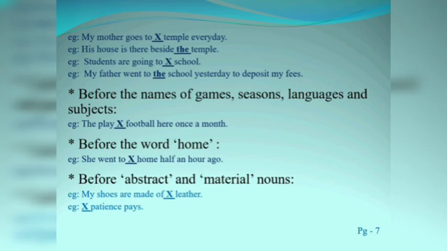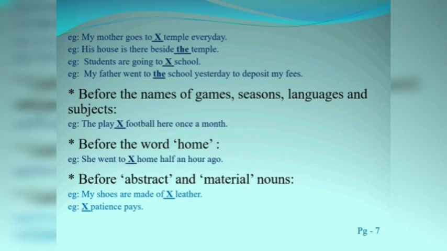Next rule, before the names of games, seasons, languages and subjects, we don't use any article. For example, they play dash football here once a month. Here the word football is a game. Therefore, no article. Next rule, before the word whom, we don't use any article. Like, she went to whom.